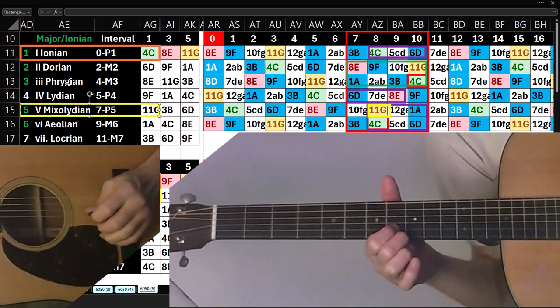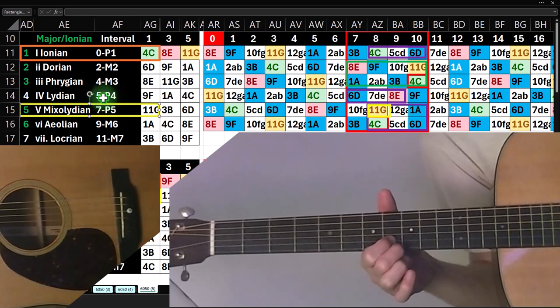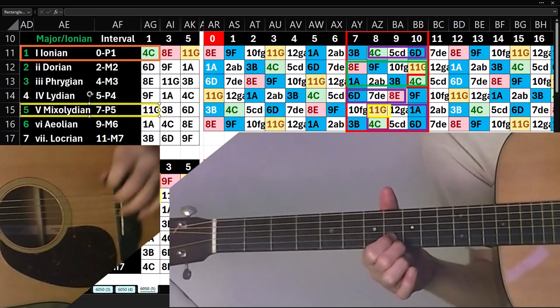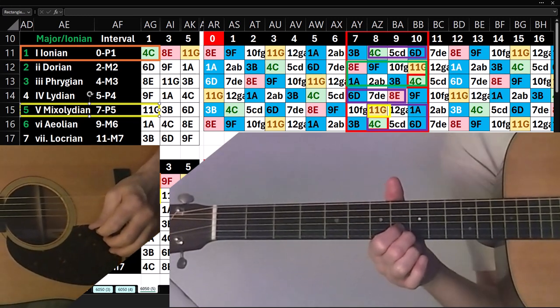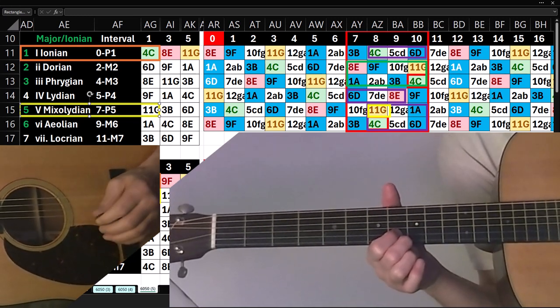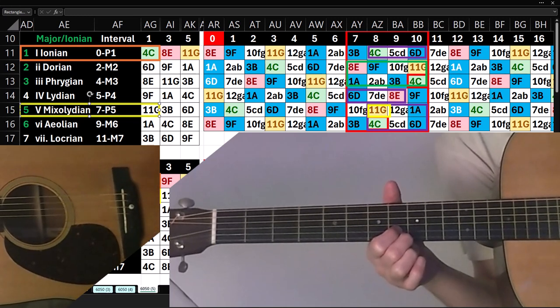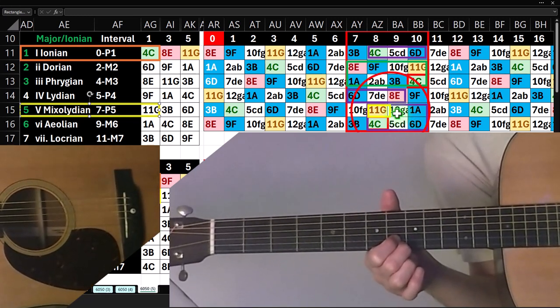Did I get that right? I always get these two fives confusing. So if I go from the G to the C, that's a 5 note away perfect 4th. If I go from the C to the G, that's a 7 note away perfect 5th. All right, hopefully I got that right.